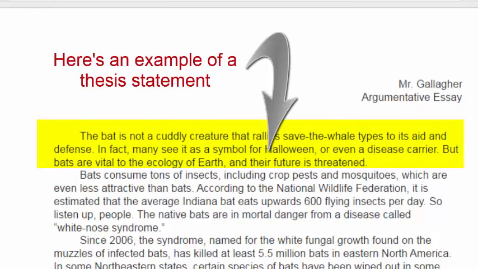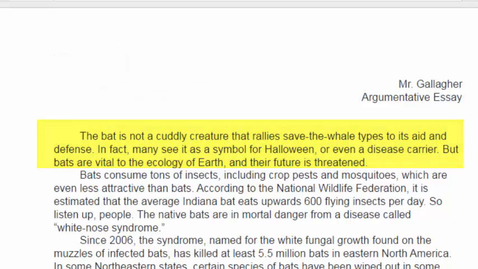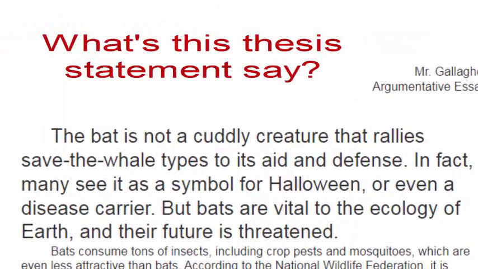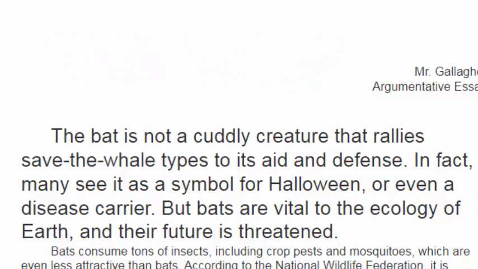Here's an example of a thesis. But bats are vital to the ecology of Earth, and their future is threatened. Notice where this sentence is in the writing. It's the last sentence of the first paragraph. In this assignment, the job of the thesis is to identify the argument the writing is going to make.